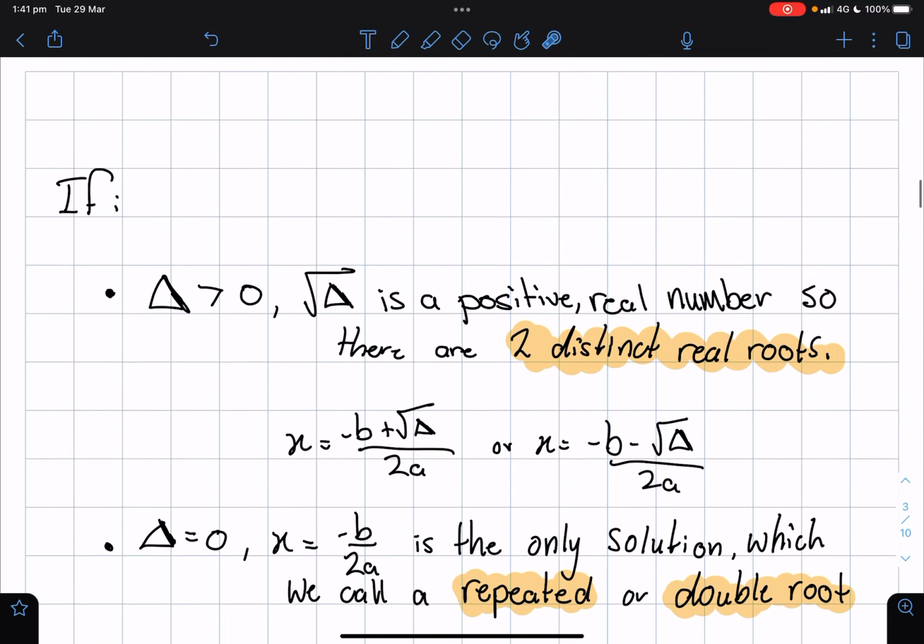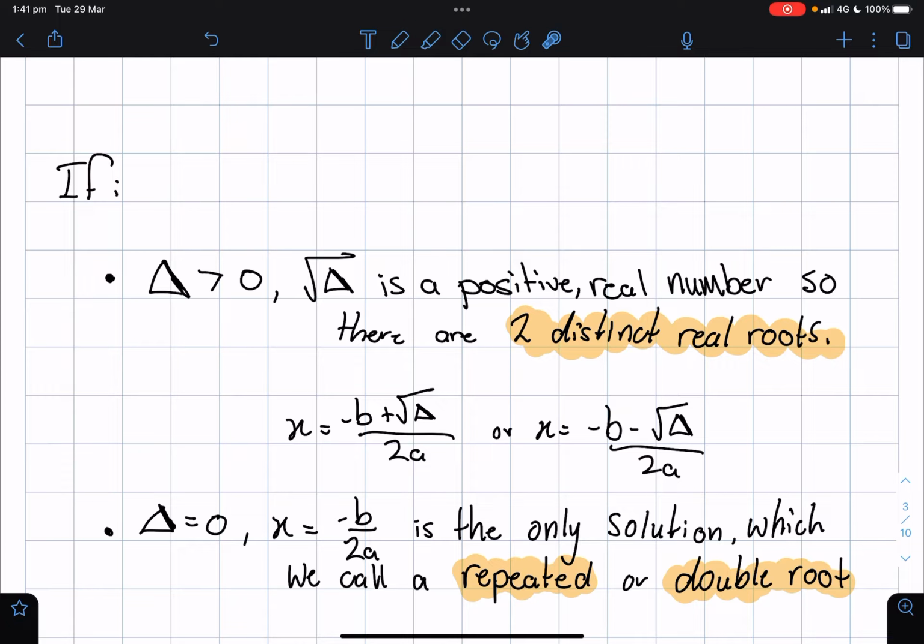If the discriminant is equal to 0, then x equals negative b on 2a, all right? And that is the only solution. We call this a repeated or a double root, okay? So in this case, the quadratic will touch the x-axis at this x-coordinate here.